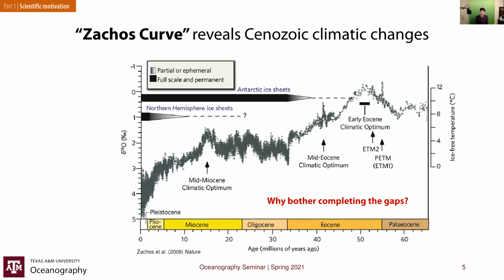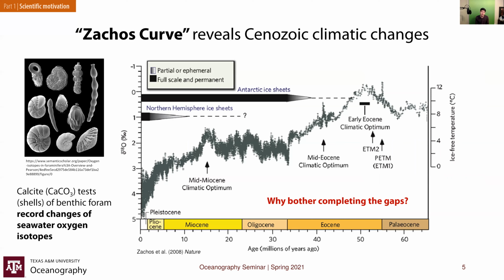But the problem is that these oxygen isotope data were retrieved from these beautiful benthic forams, these beautiful organisms, where we collected the sediments and found their calcareous shells, their calcium carbonate shells, and their calcium carbonate shells recorded the changes of seawater oxygen isotopes.